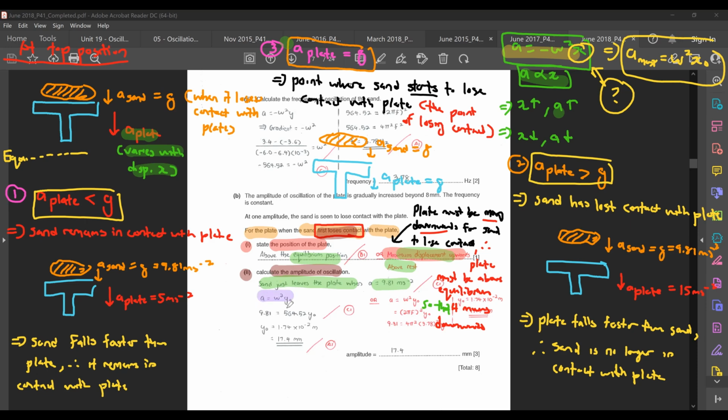Your a, the maximum acceleration that you should have, is 9.81. Your omega squared, I actually already found it in my workings. I already know that omega squared is 564.52. So find out your omega squared, then multiply with x naught, then eventually you get this answer. All right. So your amplitude at which the sand starts to lose contact with the plate is 17.4 millimeters. Right?